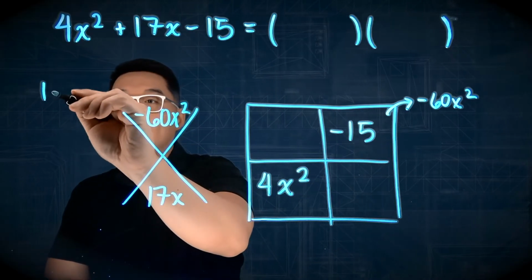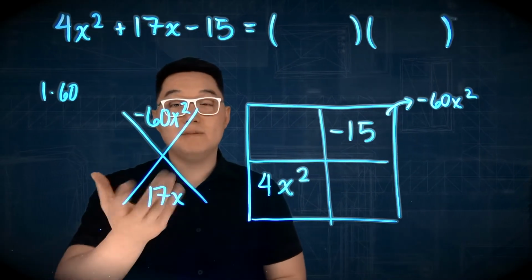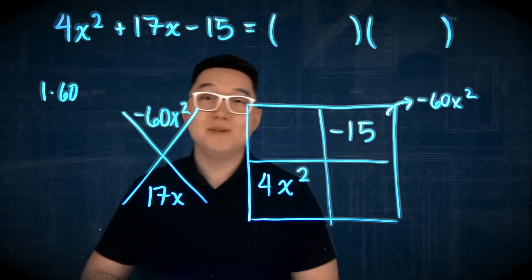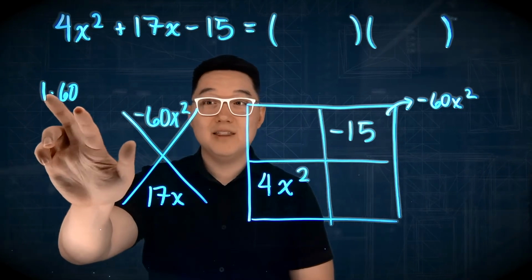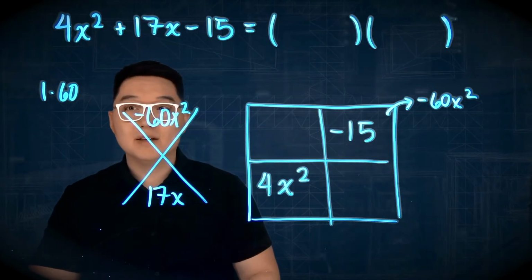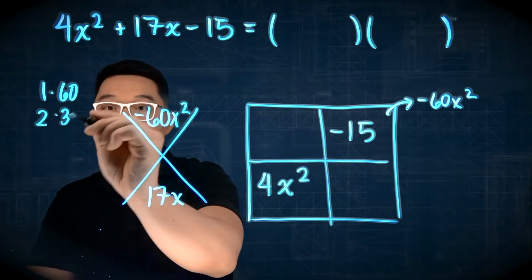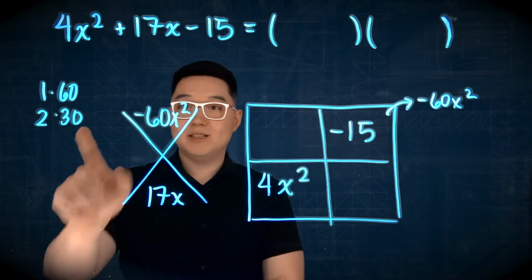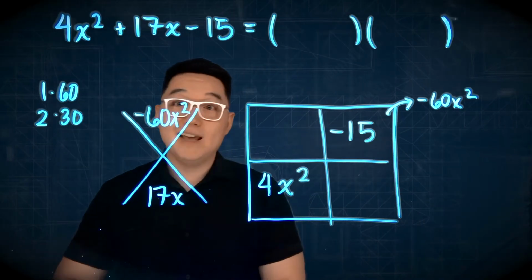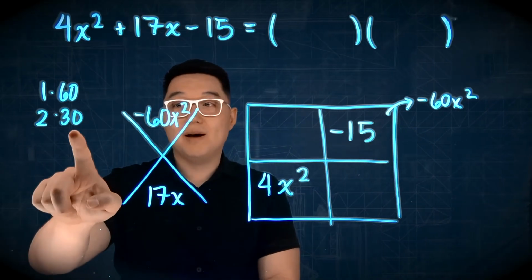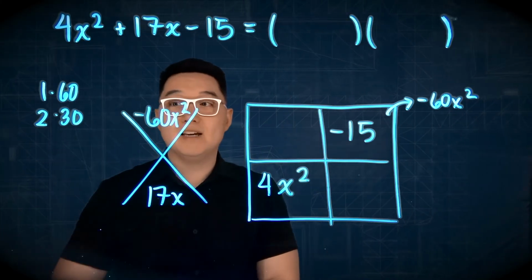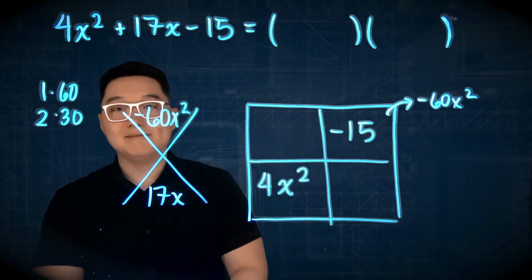Well, we have 1 and 60, but 1 times 60 gives us 60, but doesn't combine to be 17. By the way, one of these has to be negative because the product of one and the other must be negative 60x squared. So let's try 2 and 30. Well, 2 and 30 multiplies to be 60, but it doesn't come out to be 17 even if one of these is negative. So if this was negative 2 and positive 30, they do multiply to be negative 60, but negative 2 combined with 30 gives us 28, not 17.